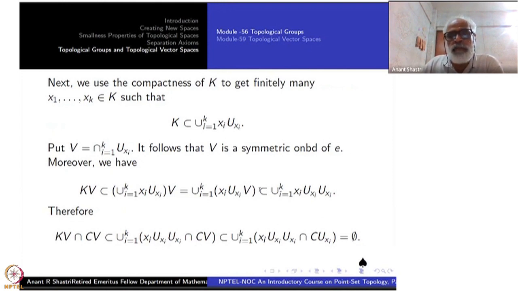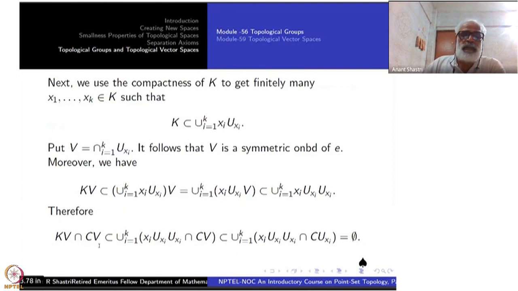But then each Uxi V, V is what? V is the intersection of all these, right? So it is contained inside each Uxi. I can replace V by Uxi depending upon what this xi is. So I can write xi Uxi Uxi. So KV is contained inside this finite union. Therefore, if I take the intersection KV intersection CV, I want to show that this is empty, right? That was my final thing.